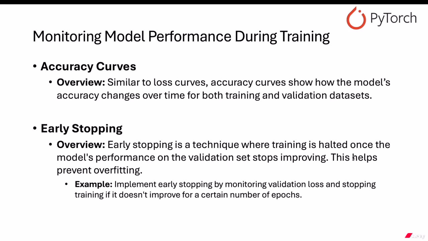Early stopping. Early stopping is a technique where training is halted once the model's performance on the validation set stops improving. This helps prevent overfitting. Example: implement early stopping by monitoring validation loss and stopping training if it doesn't improve for a certain number of epochs.